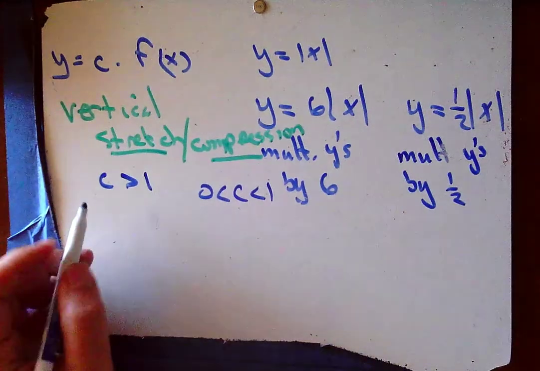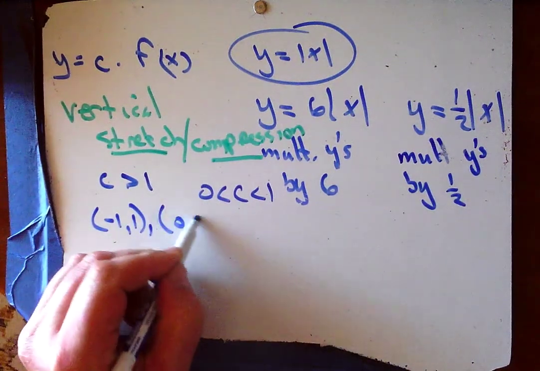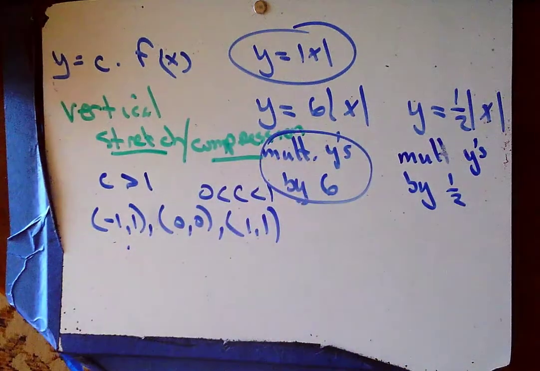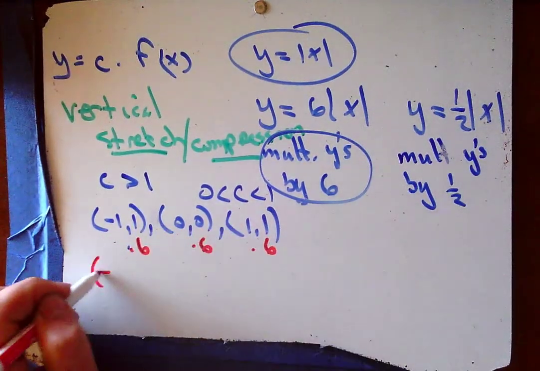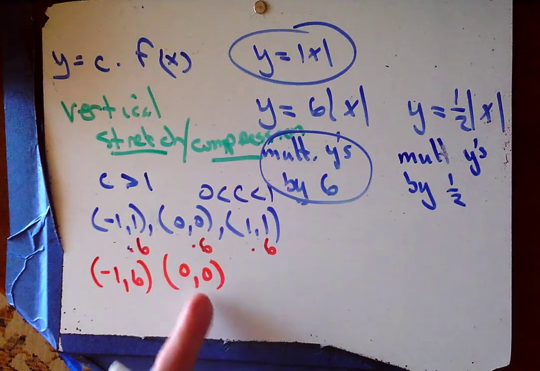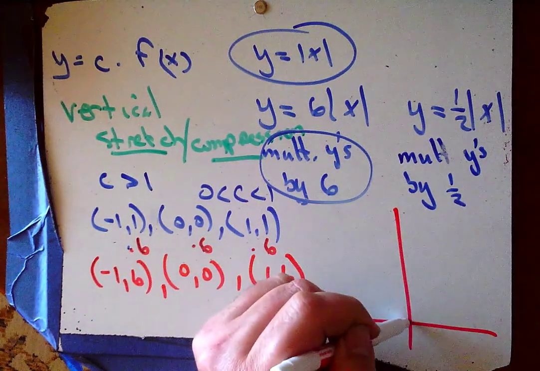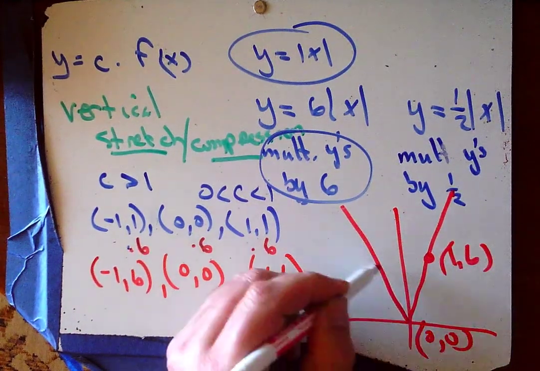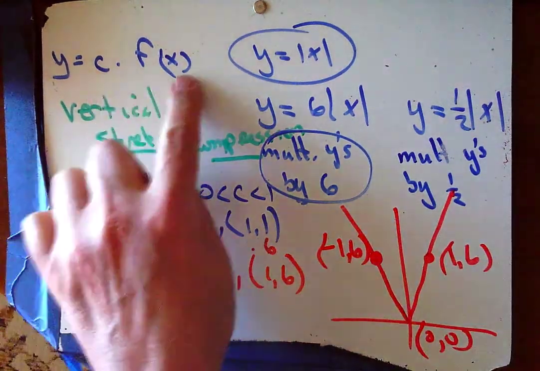Okay, so we're going to start with those reference points for absolute value of x. Remember those: (-1, 1), (0, 0), (1, 1), and we're going to multiply the y's by 6. So let's multiply these y's by 6, and we end up with (-1, 6). Notice here, 0 times 6 is still 0. That point doesn't change. And then finally, (1, 6). So our graph goes through (1, 6), (0, 0), and over here (-1, 6).